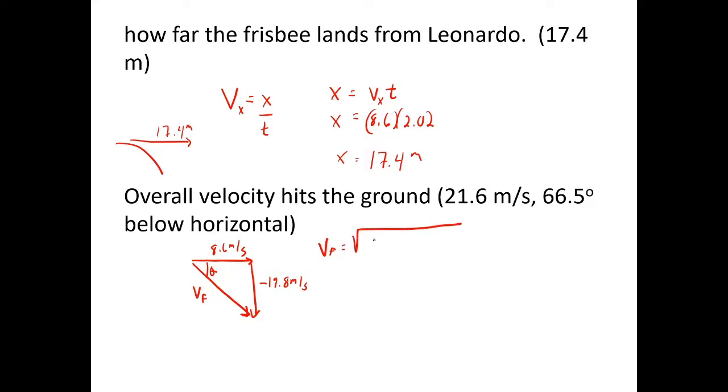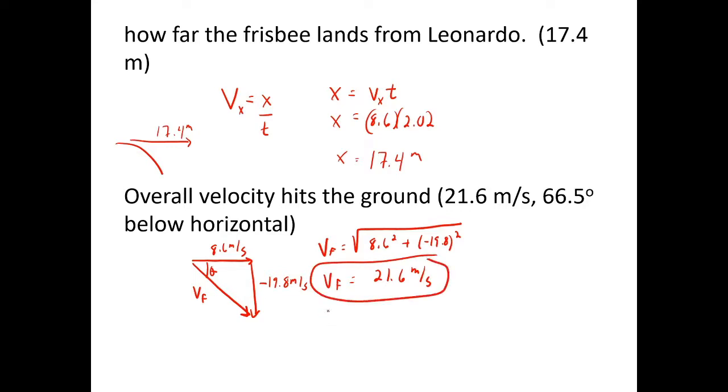I'm going to go a little quicker than I did on the last one because we've seen it once. Negative 19.8 squared. And that should work out to 21.6 meters per second.